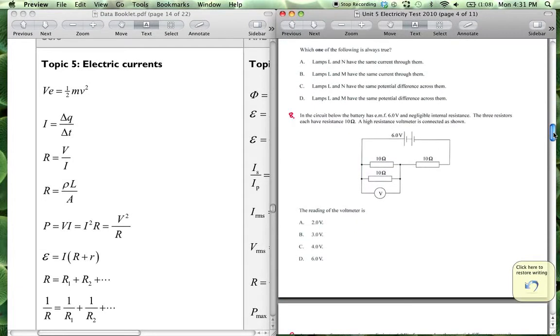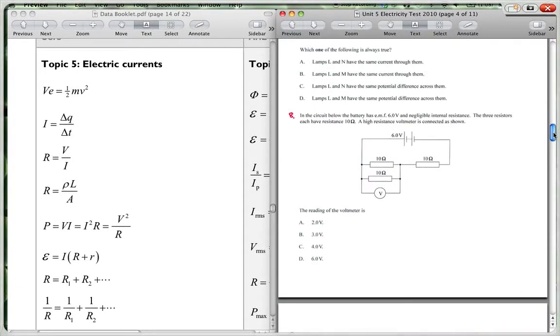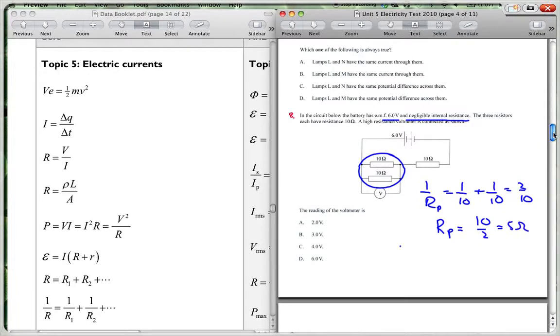And question 8. In the circuit below, the battery has an EMF of 6 volts and negligible internal resistance. The 3 resistors each have 10 ohms. A high resistance voltmeter is connected as shown. In looking at this, these two over here would have a combined resistance. 1 over R for the parallel would equal 1 over 10 plus 1 over 10, which equals 2 over 10. So R parallel, which is your inverse, would equal 10 over 2, which would equal 5 ohms. So the total resistance would equal the 5 ohms equivalent plus the 10, which equals 15 ohms.